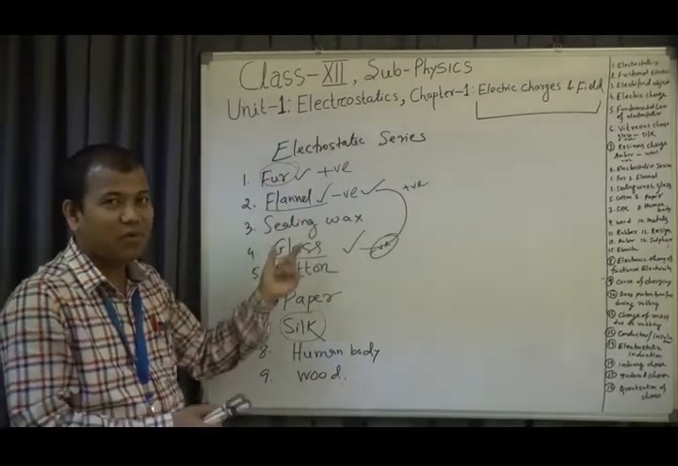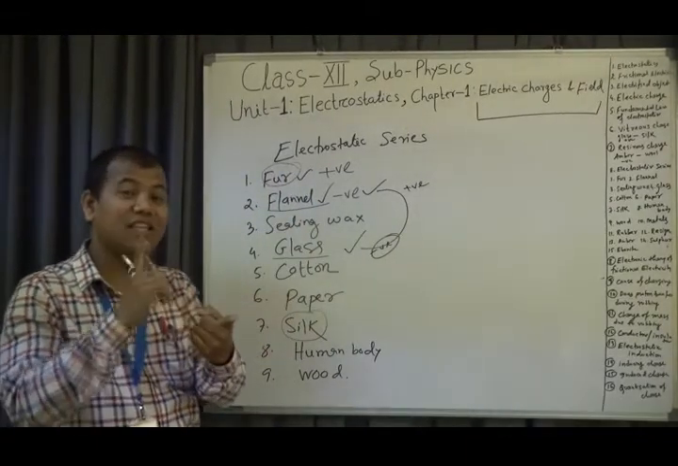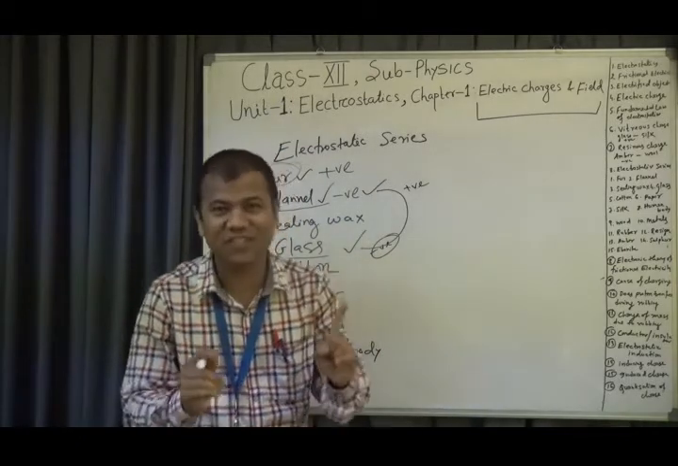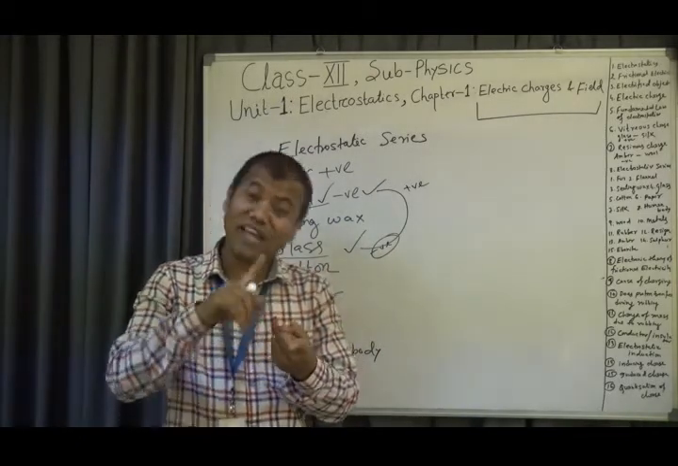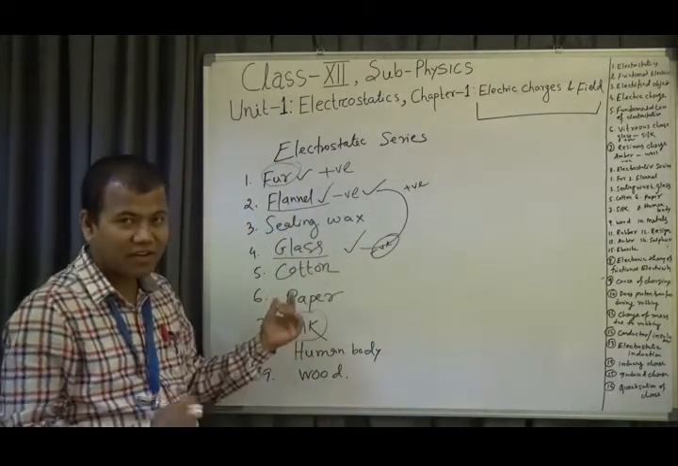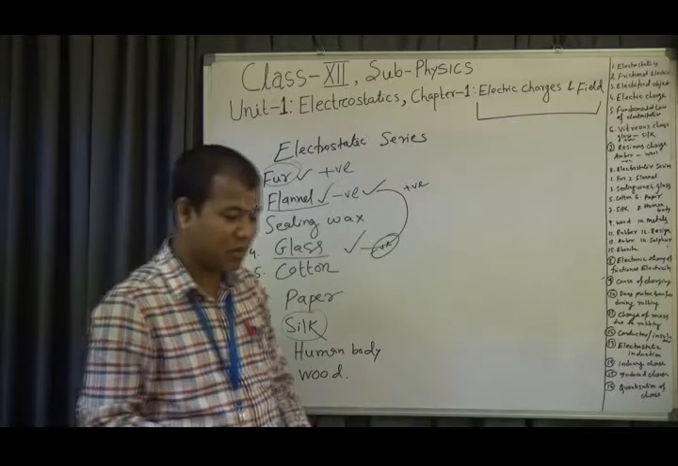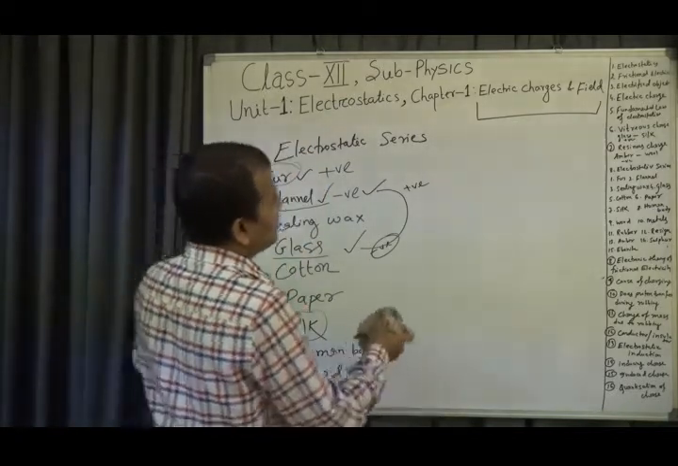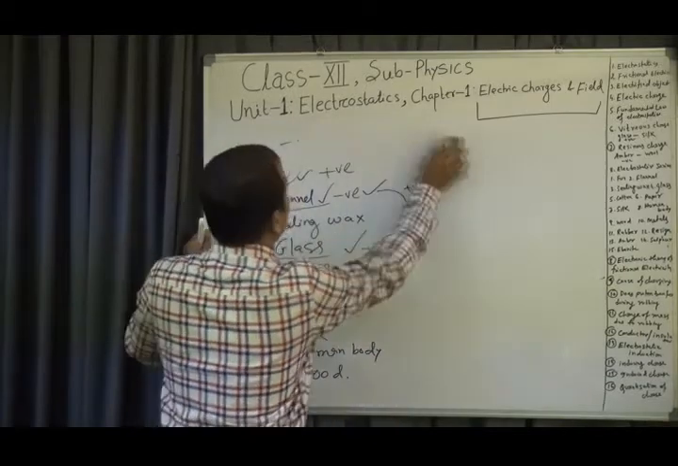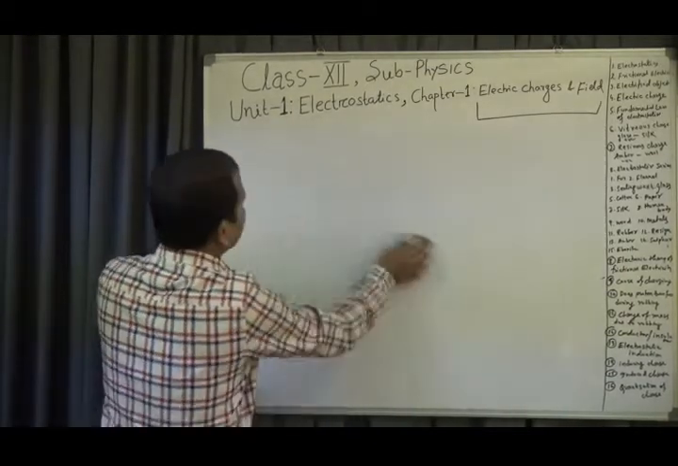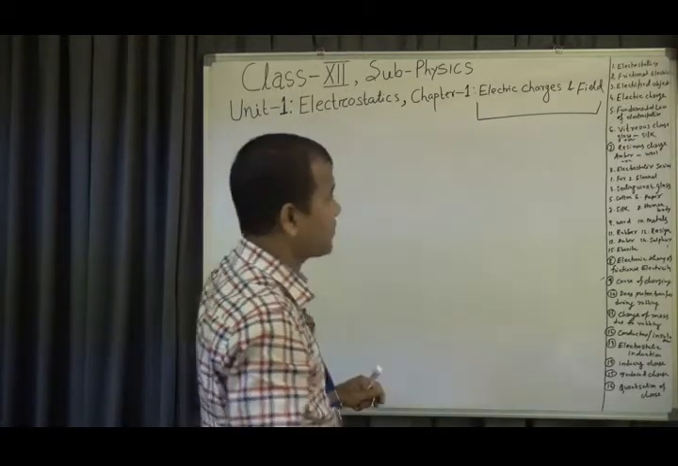Whenever you rub any two objects, the previous object will acquire the positive charge, meaning positive charge will be developed on that object, and the later one will acquire the negative charge. And this is the concept of what? Electrostatic series. So this is one series of different objects.